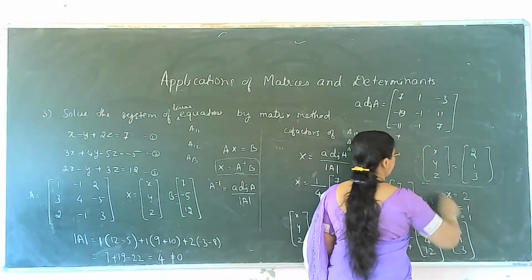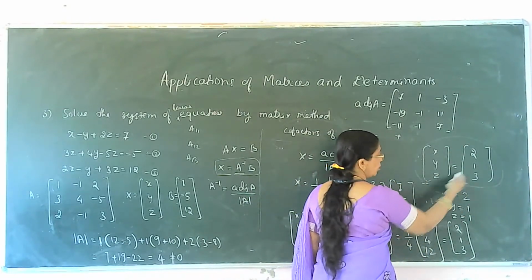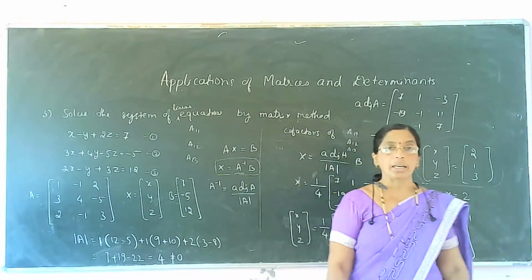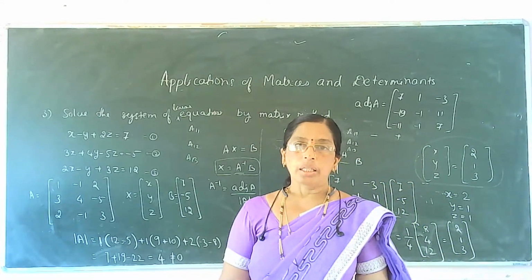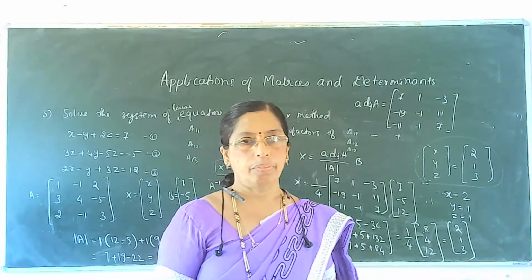Then by simplifying these, we get X, Y, Z matrices. By equating corresponding terms, x, y, z, we get the same.